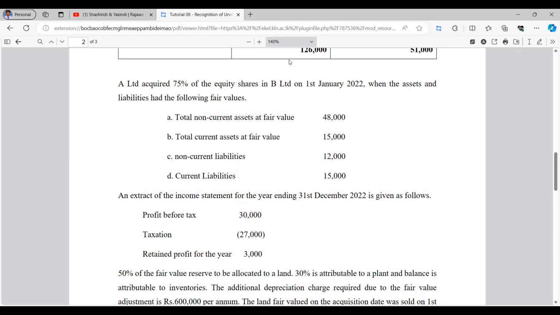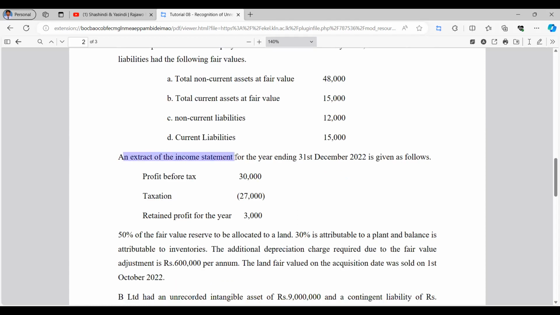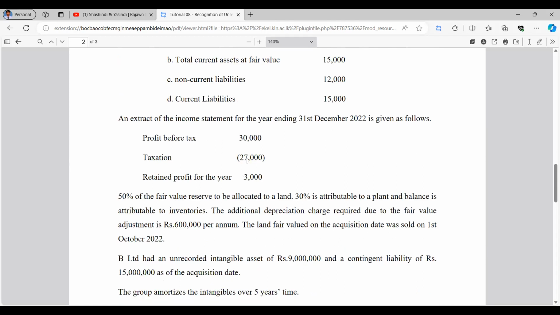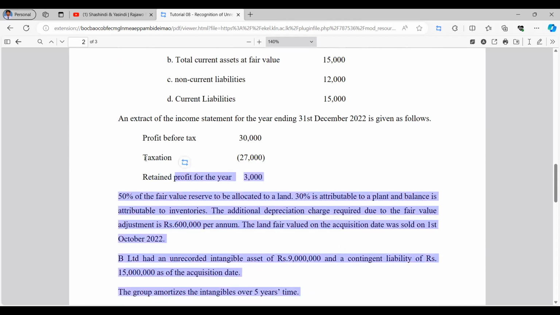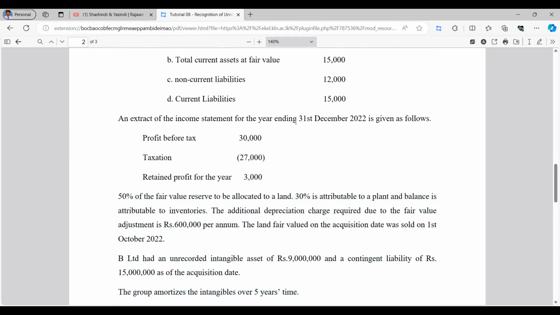In order to determine that, the question gives the fair values, and we know that net assets equal total assets minus total liabilities. I'm reading the question: an extract of the income statement for the year ended 31st December is given. PBT is 30,000, the taxation is 27,000, and the retained profit for the year is 3,000. It means for the reporting year, 1st January to 31st December 2022, the profit after tax is 3,000.